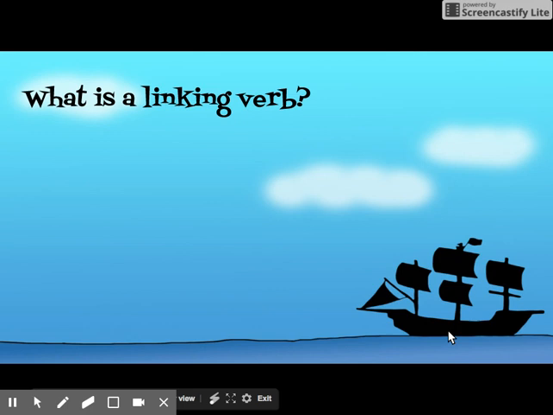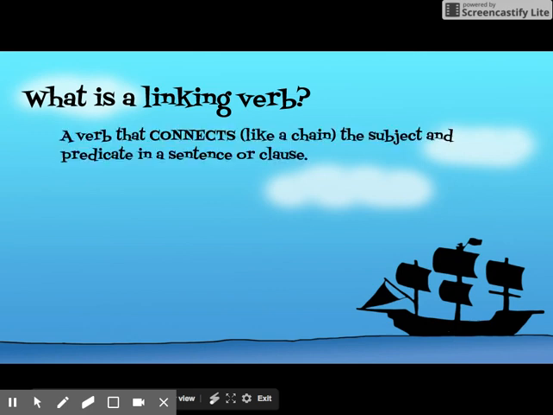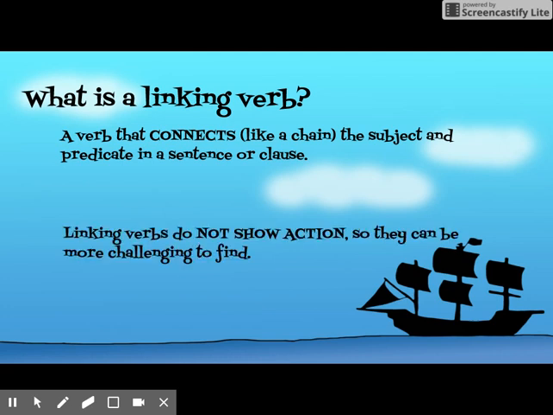So, what is a linking verb? Linking verbs are like the links in a chain. They link the subject and the predicate together. What they do not show is an action, and that's why they can be kind of difficult to find. They're also sometimes confused with helping verbs, so I'll show you a test that often helps with these.